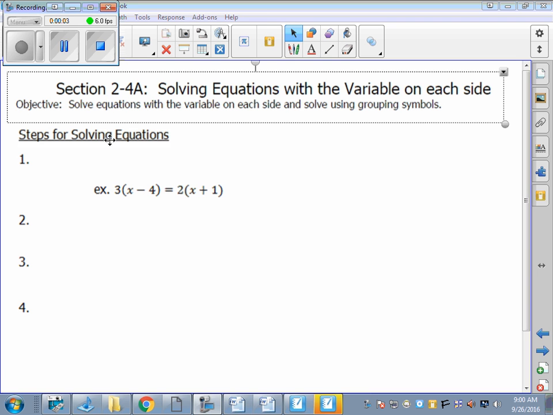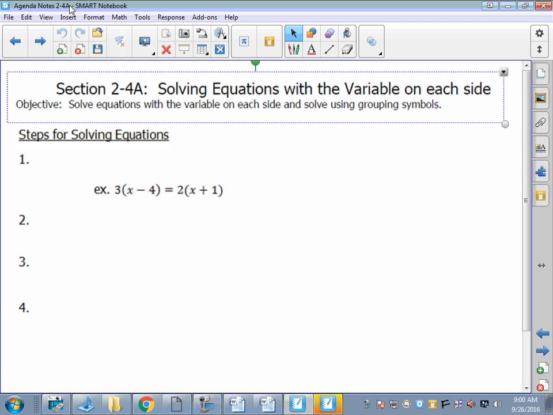Welcome back. Section 2-4A is our topic today. We're going to split 2-4 into 2 days. One has to do with just looking at equations with variables on each side, distributive property. The second day we'll talk more about fractions. So let's start off with a quick reminder.